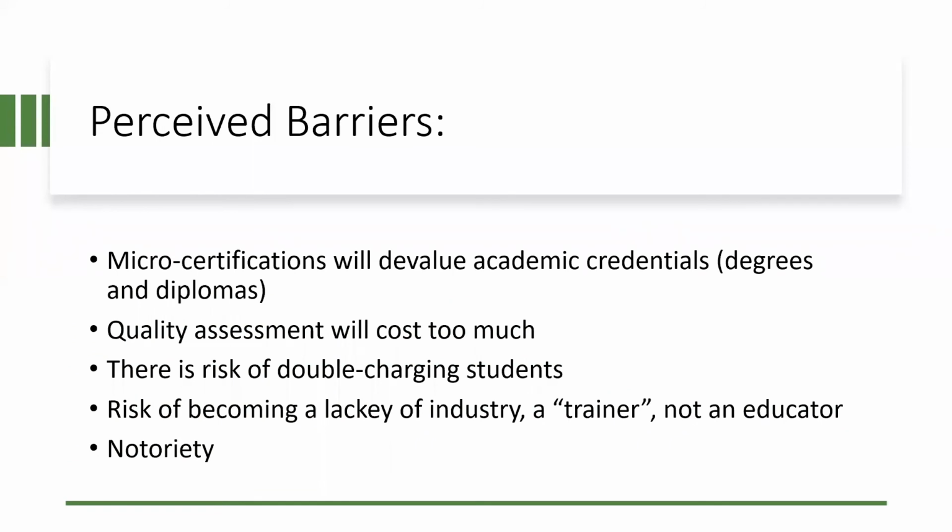Another report commissioned by eCampus Ontario on micro-certification business models in higher education identifies perceived barriers to micro-certifications. One, that micro-certifications will devalue academic credentials. And this one I think is a big one. It's almost like micro-credentials are the educational version of the gig economy. They disrupt the business model of higher education. They are appealing in so many ways, but really, how do you monetize them?